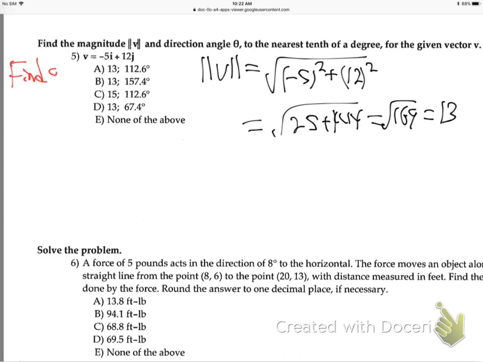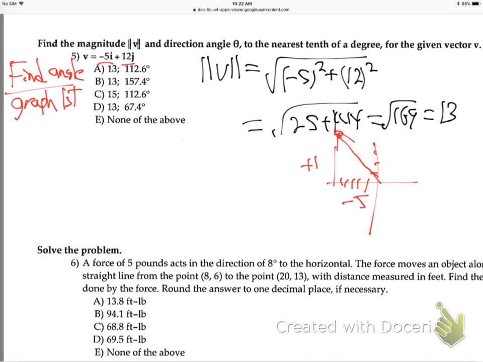To find the angle, graph first. So first graph it. Just put it on a graph. What am I talking about? Well, it's back 5, up 12, right? So it's back 5, up a whole bunch. So my point is, find out which quadrant it's in. It's in the second quadrant. You don't need to be super exact in your graph. We're not going to do anything super exact. But it's back 5, up 12. You with me? It's in quadrant 2, all right?